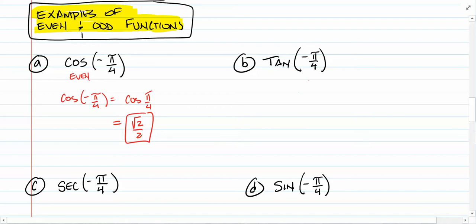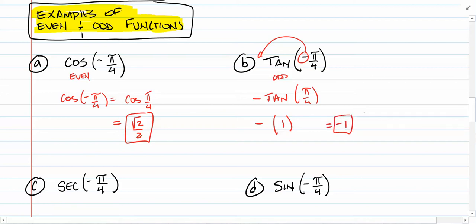All right, how about the tangent of negative pi over 4? Well, tangent is an odd function. Odd stands for out, so the negative sign can pop out in front. So we have negative tangent of pi over 4. The tangent of pi over 4 is 1, so this is equal to negative 1.